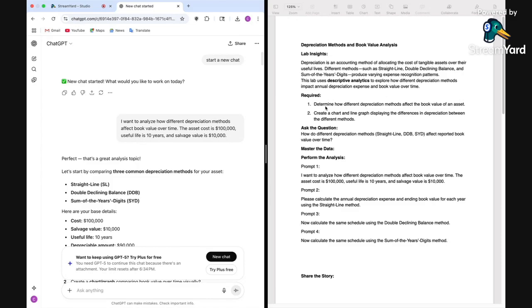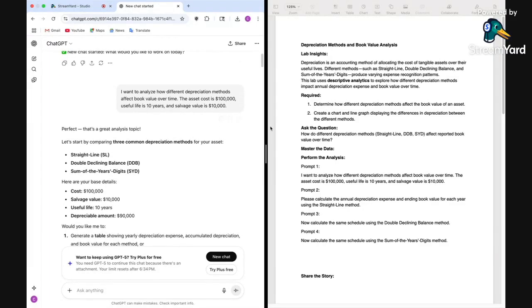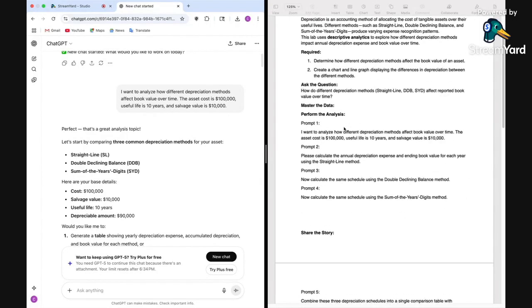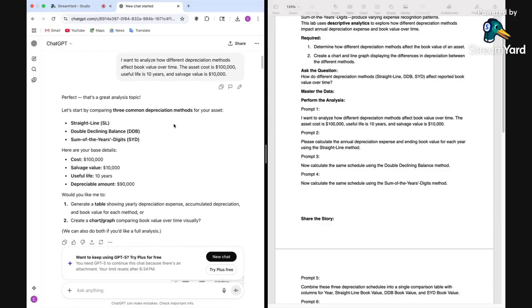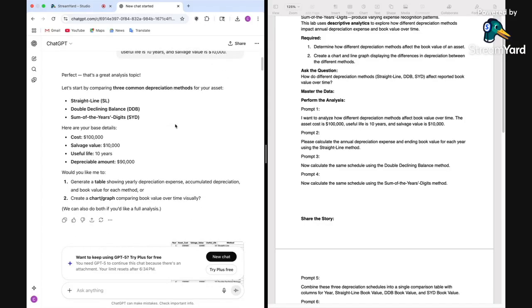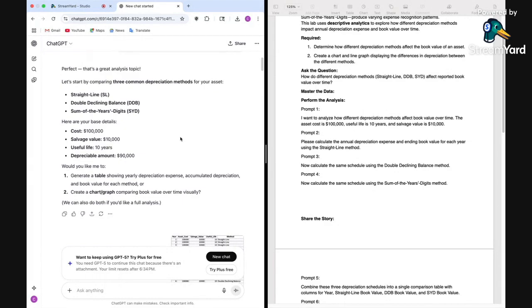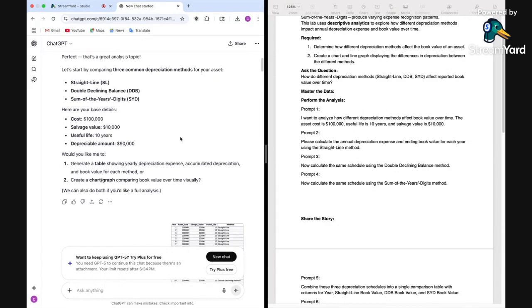And the first thing that I ask is I want to analyze how different depreciation methods affect book value over time. The asset cost is $100,000, useful life is 10 years, and salvage value is $10,000. After I input this first prompt, ChatGPT gives me some information about what it thinks I'm going to ask about and what methods it believes will be best to be used. And it lays out some of the numbers that I already asked.